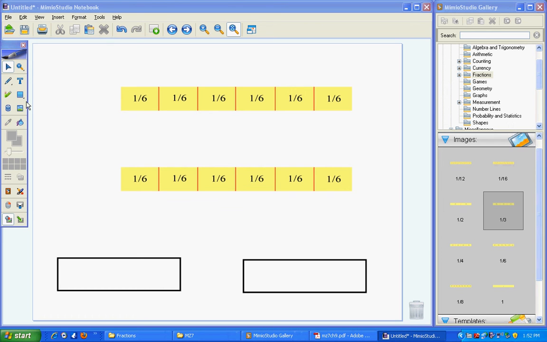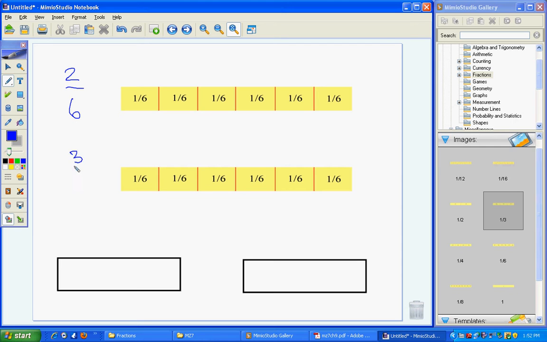Okay, what we want to look at today in this video is trying to find the addition of two fractions. Now, we're going to look at a fraction here. We'll have the fraction of 2/6 and 3/6. And we want to add these two together.